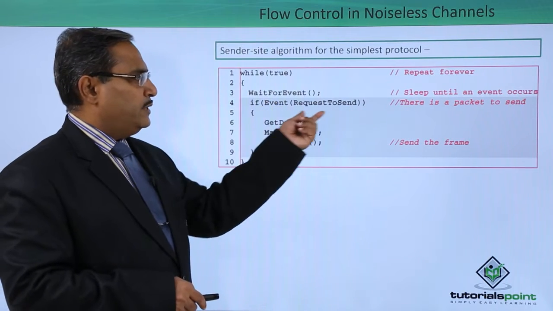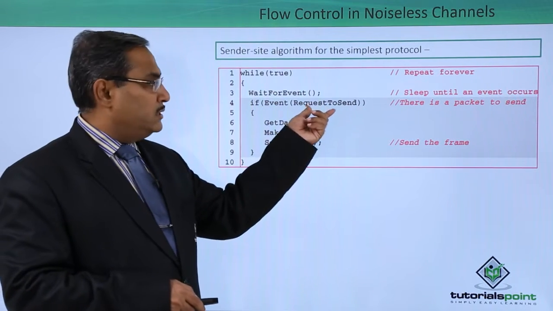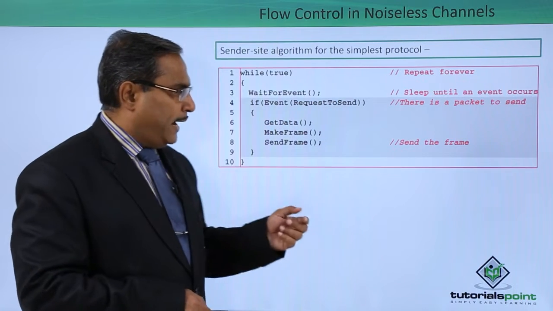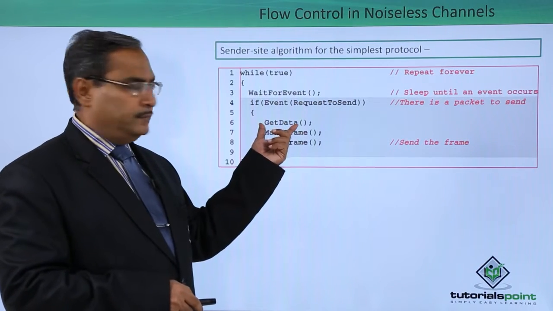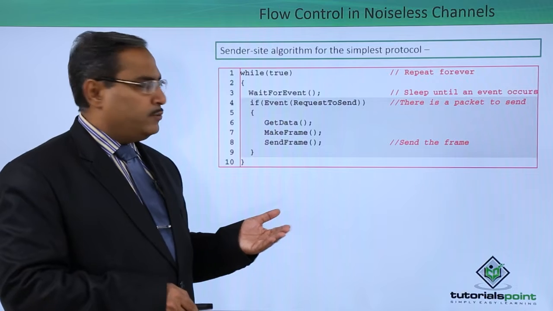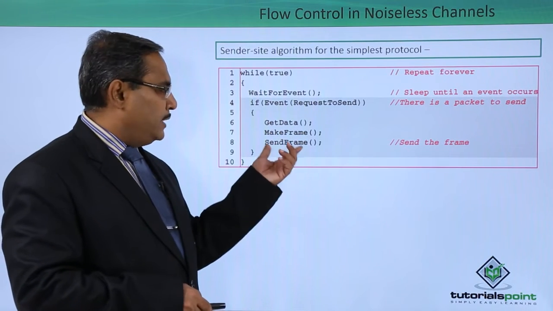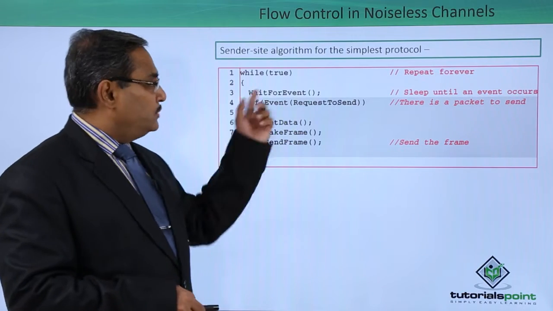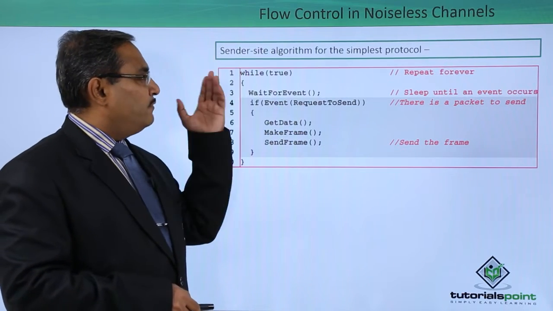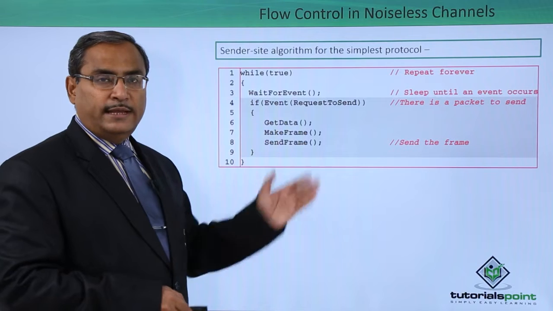If the event request to send has occurred, that is a packet to send. So get data. Data will be obtained from the network layer. Make a frame out of that data obtained, and send frame. So that is the respective sender side algorithm in the simplest method.